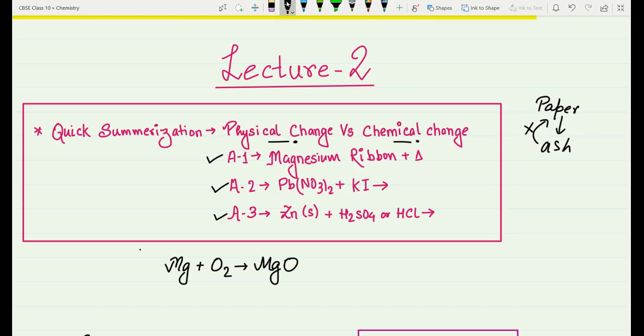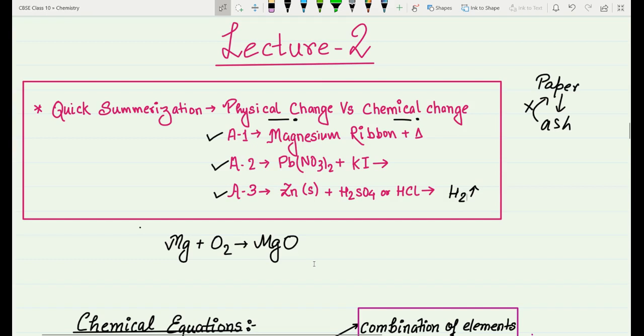Next, what happened when Zn reacts with H2SO4 or HCl? H2 gas got liberated, right? I gave you homework to find what happens when it reacts with HCl, which you had to do or write in the comment box. If you have done it, it's very good. If you have not done it, it's time for us to do it. What happens when zinc reacts with HCl?